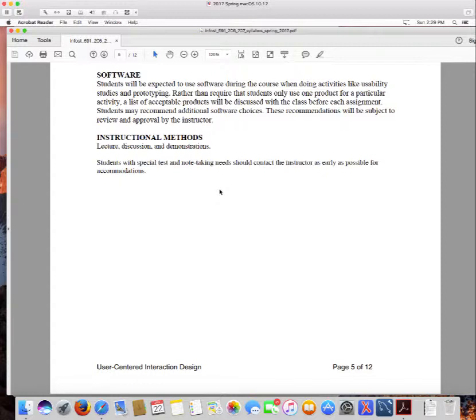So the approach that we're taking in this course is that we're going to specify the requirements for the work that you're going to do. We're going to want you to check with us to make sure that the tool that you intend to use is appropriate. We're going to give a fair amount of latitude in the actual tools that you use.